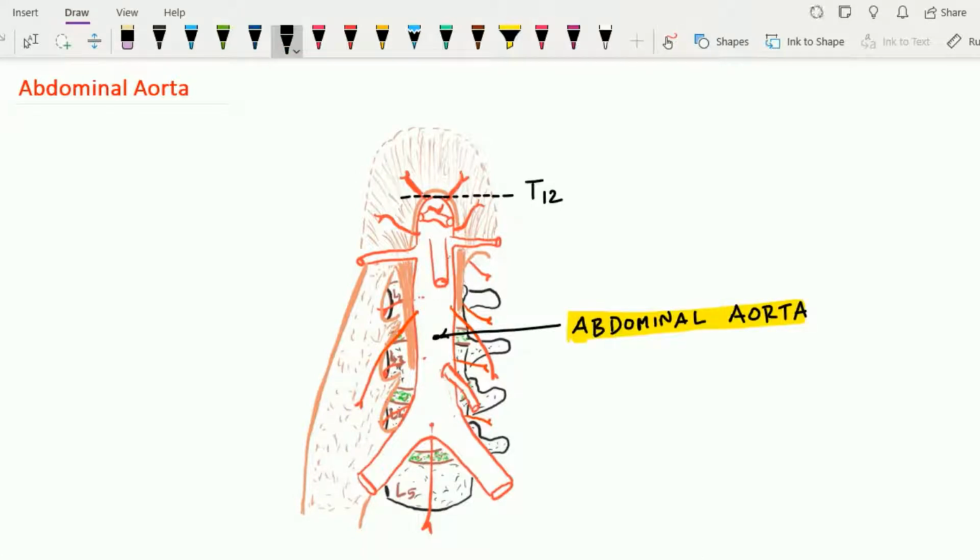The aorta passes downward in front of the vertebral column and to the left side of the inferior vena cava, and goes to end by dividing into right and left common iliac arteries at the level of the L4 vertebrae. So this is the end point of the aorta, which lies at the level of the lower border of L4 vertebrae. And the ending point of the aorta is slightly left to the median plane.